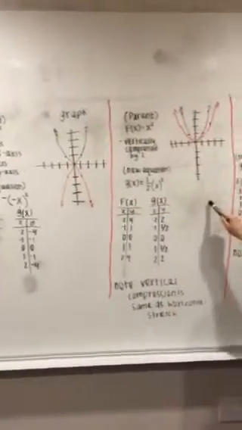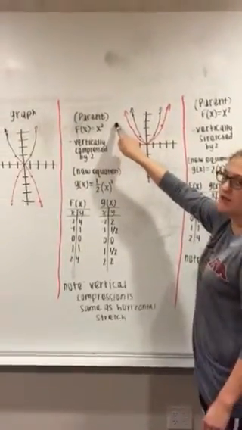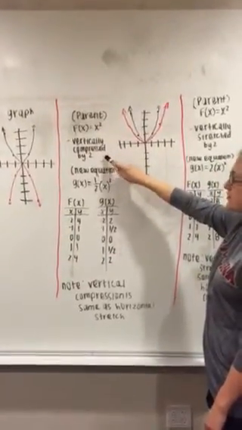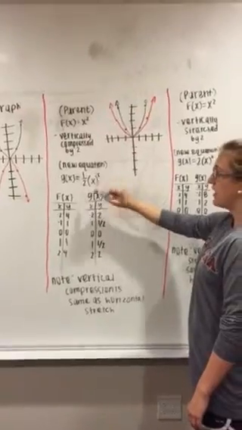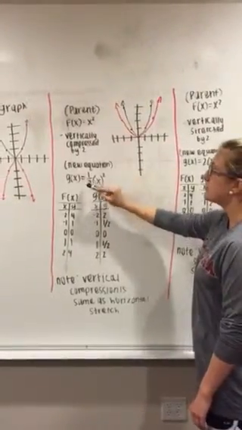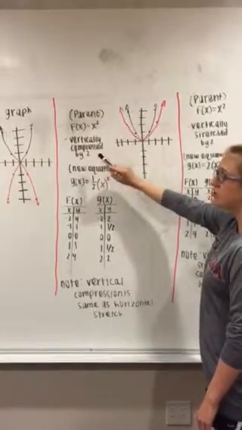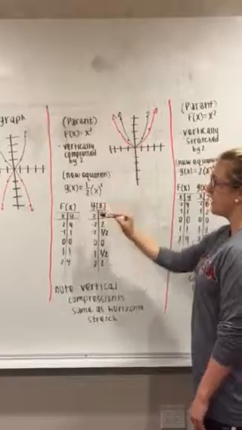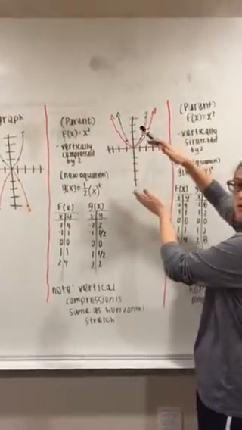And then now we're on to vertical compression. The parent function, again, is the same, x². And we're going to vertically compress it by 2. So the new equation is 1/2 x². And the reason it's 1/2 is because when you're compressing, whatever number you're compressing it by, you put that under 1 to make it 1/2. Because if you think about it, you're making it shorter.